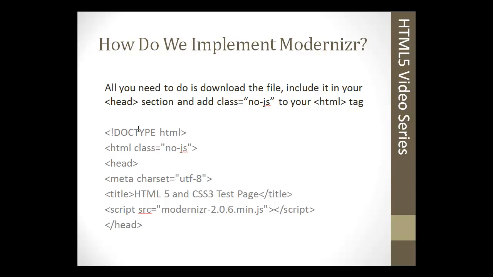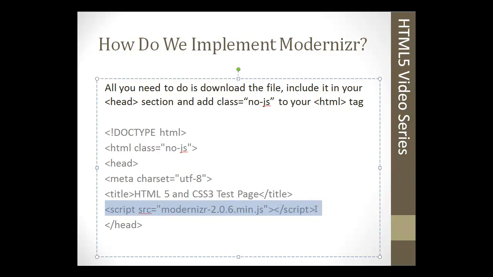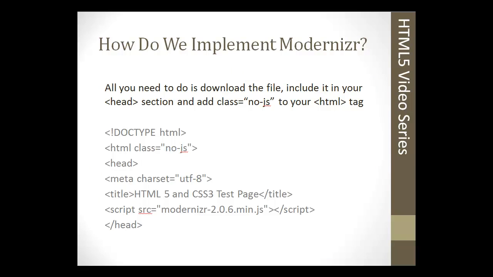You would do it in the head. First of all, you'd add a class to HTML called no-js, and then down here you just include the script, the actual file that you downloaded, that you generated, and we've gone over how to include external scripts. So that's pretty much it. Once you've done that, you can start using Modernizr and its functions.